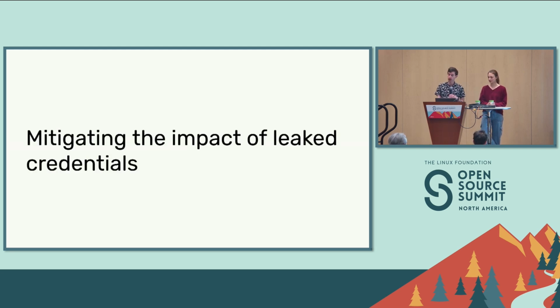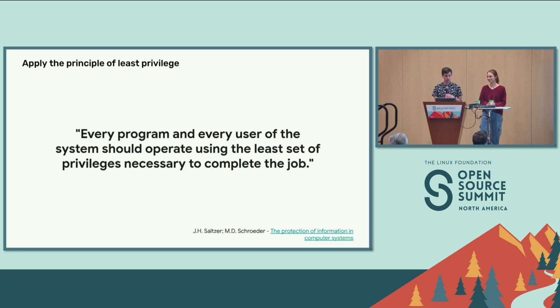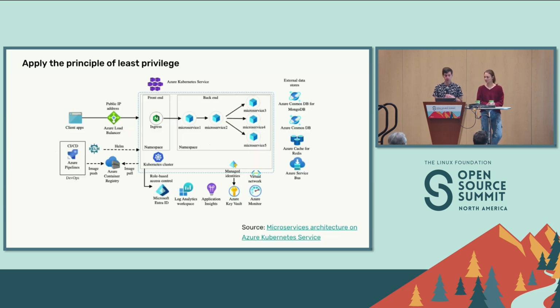So, speaking of remediation plans, now that we understand a bit more about what credential leaks look like in open source, let's look at some of the ways that you as an individual or organization can help mitigate the impact of leaked credentials. So firstly, when issuing new credentials, consider the principle of least privilege. This means that users, applications, and processes have only the minimum access necessary to perform their tasks.